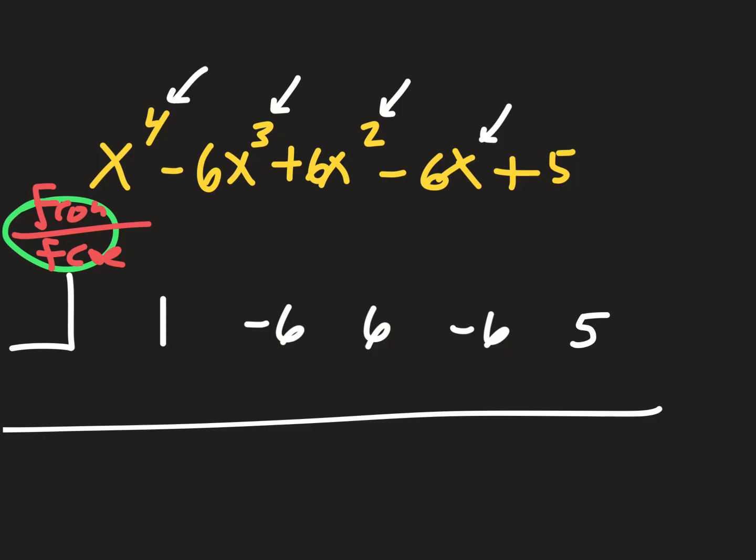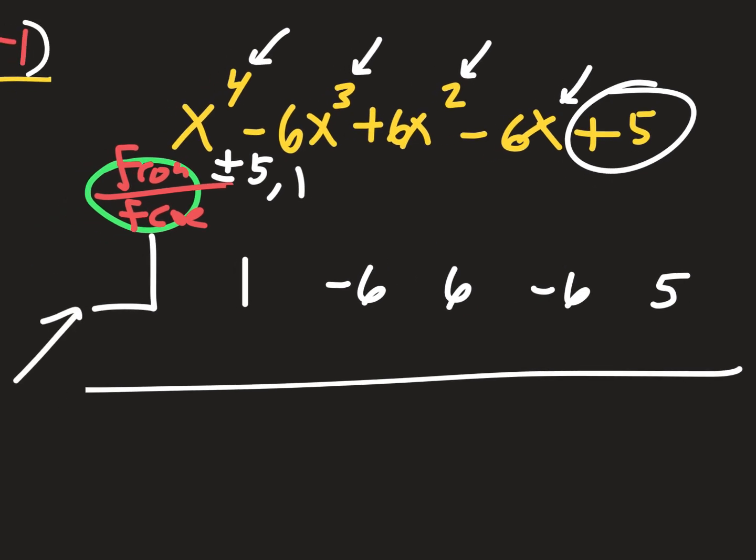Quinn, what are the factors of the constant? Here's the constant. And? Yes, you're good so far. Plus and minus 5, but there's one more factor that a lot of people forget. 5 times what? 1. Got to include that one. So there are 4 answers, plus and minus 5 and plus and minus 1. Those are the 4 things that could possibly work.